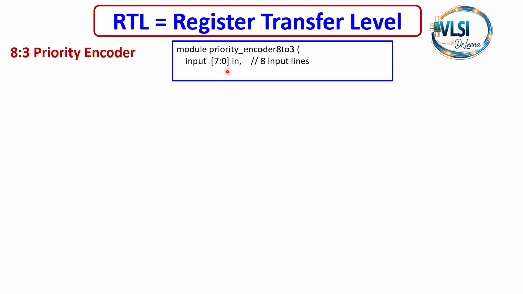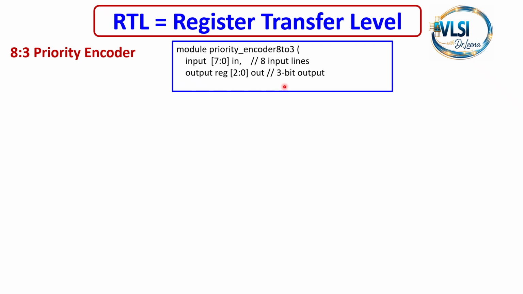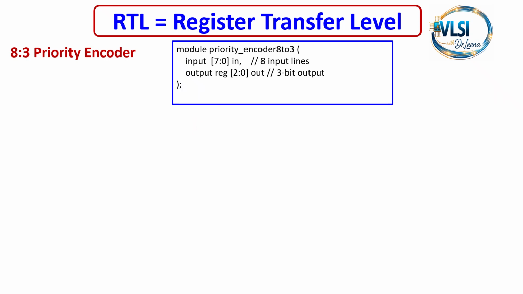First, we have given the 8 input lines, that is 0 to 7. And next, we have given the 3-bit output, which I have named out, 0 to 2, and it is declared as reg. After assigning the inputs and outputs, we are closing the bracket. Next, we are going to start the logical operation.